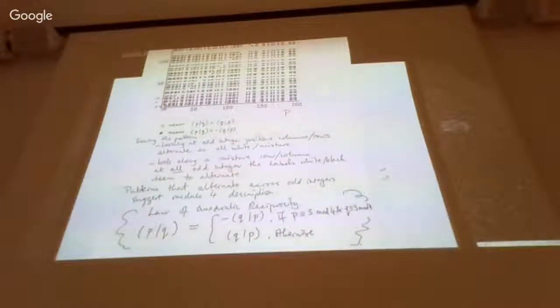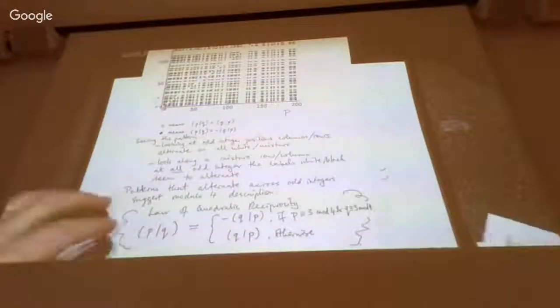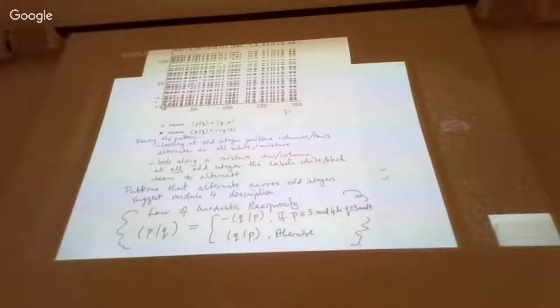So let's look at an example, which I think is one of the exercises from the end of chapter exercises.